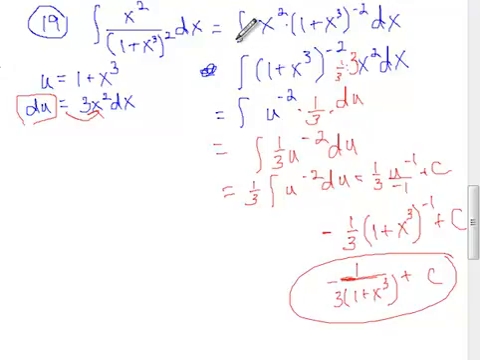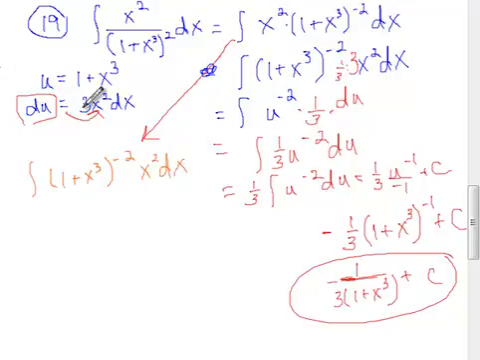I'm going to break it off from here. Alright, so I'm going to start, I'm just going to rewrite this. I'm going to rewrite this, change the order around though. So I have 1 plus x cubed to the negative 2, then x to the second dx.